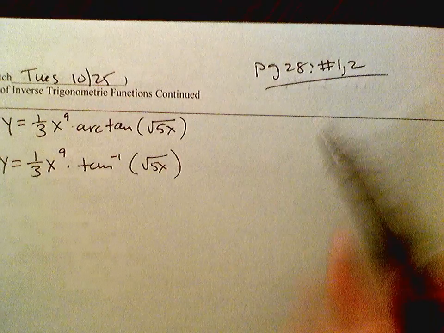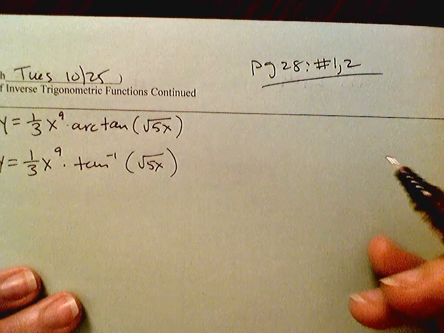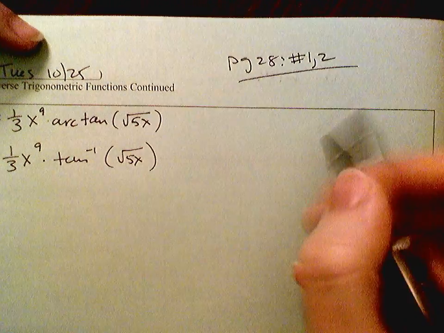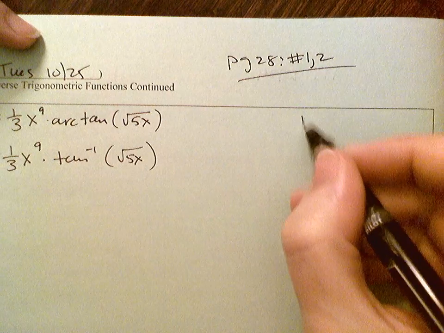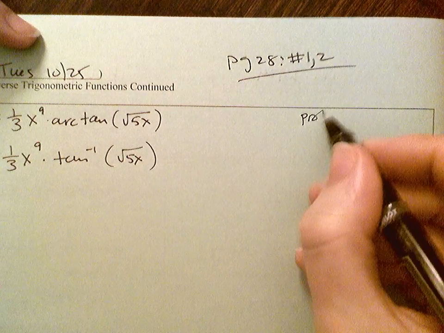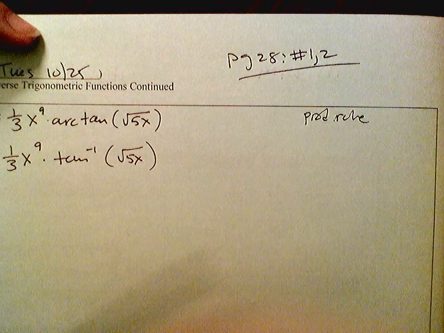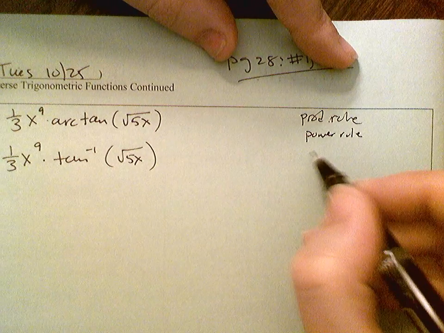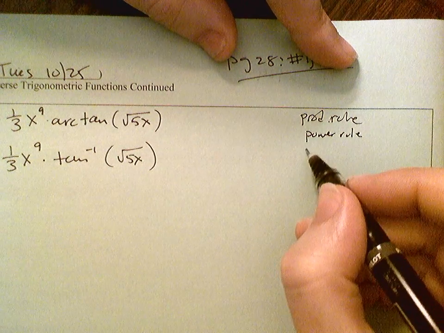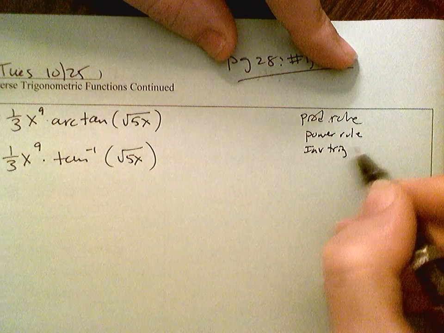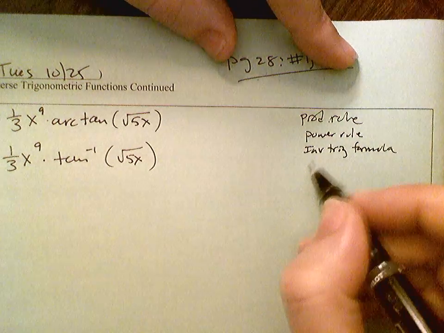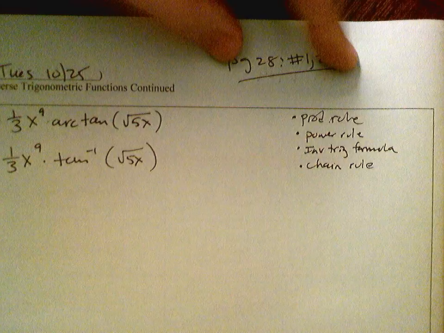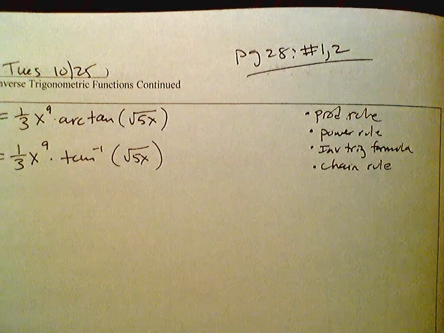Now, I'm going to write some exercises for you guys soon where you have to say what rules are involved before you use them, because I think that'll be valuable. So why don't I just say that right now? I know I'm going to use the product rule. I know that within the product rule, I'm going to be using the power rule, inverse trig formula, and chain rule. So in order to take this derivative, I really have to put together these four techniques here.